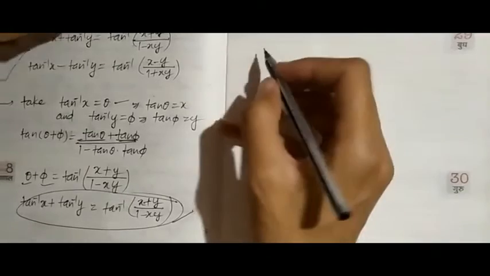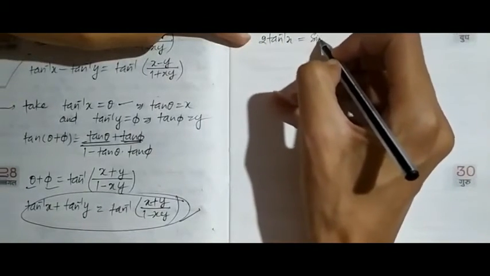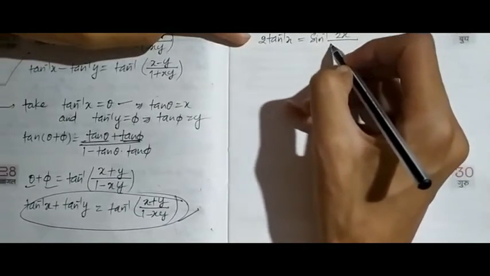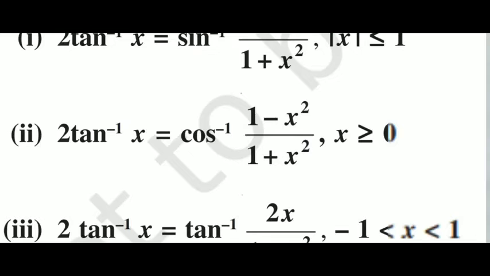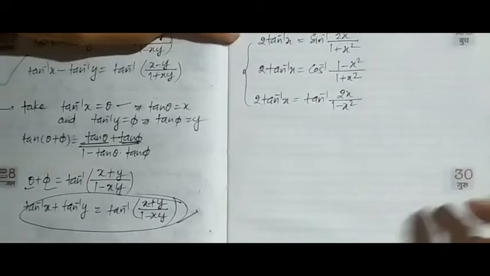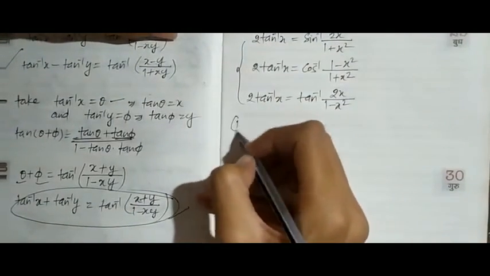There are some other formulas like 2 tan inverse x equals sin inverse of 2x upon (1 plus x square), 2 tan inverse x equals cos inverse of (1 minus x square) upon (1 plus x square), and another formula is 2 tan inverse x equals tan inverse of 2x upon (1 minus x square). All the three formulas have the same process of proving. Let me prove the first one.